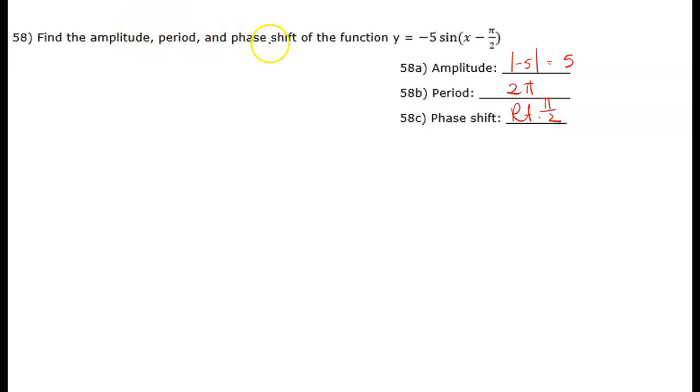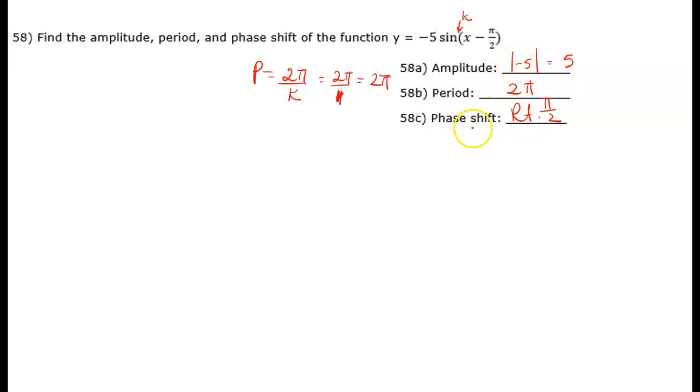Okay, so amplitude, period, and phase shift for this one. Our amplitude is the absolute value of this number here in front. It's kind of like our vertical stretch, except we don't put a sign with it, so it's going to be a positive 5. The period, you want to take this k here. So the period is 2 pi over k. In this case, my k is 1, so the period for this one is going to just be 2 pi, which is the standard period for sine and cosine graphs.